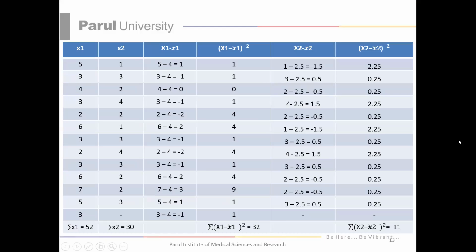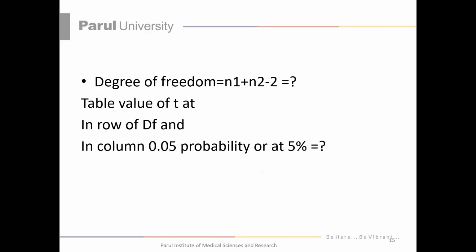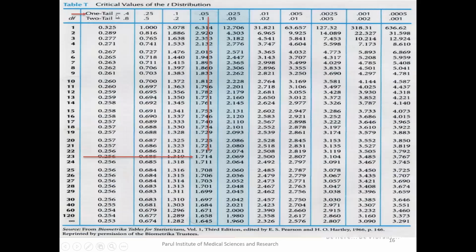As we see, this is our null hypothesis, mu1 is less than or equal to mu2, and this is our alternative hypothesis. Whether our test is one-sided or two-sided, this will be confirmed from our alternative hypothesis. So our alternative hypothesis is one-sided, mu1 is greater than mu2. We are checking whether on an average weight gain in the first population is greater than the second population. So this is a one-sided test, our one-tail test.